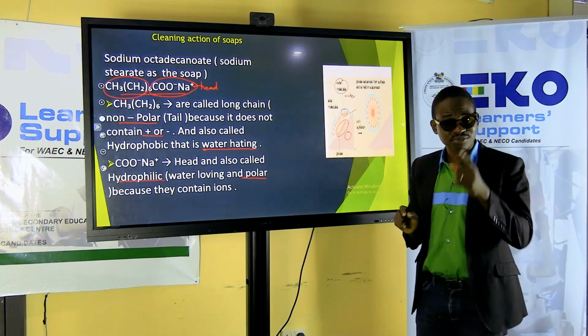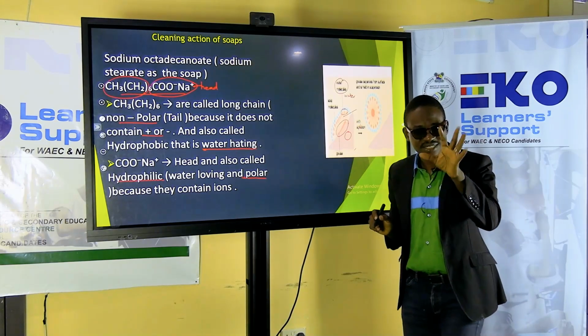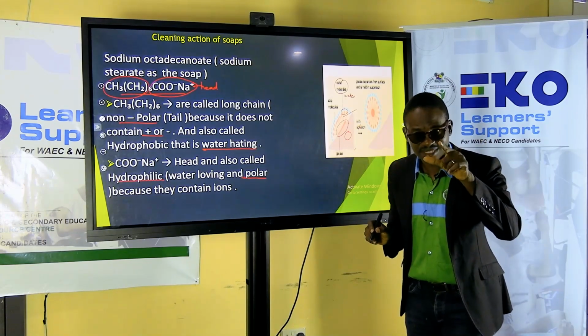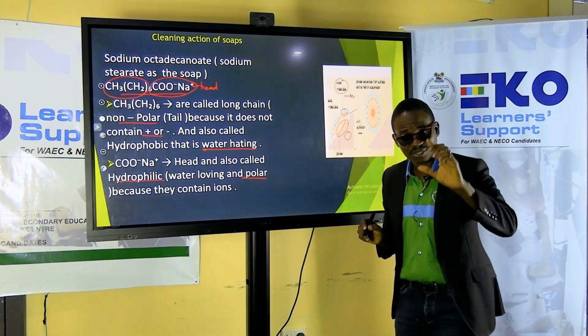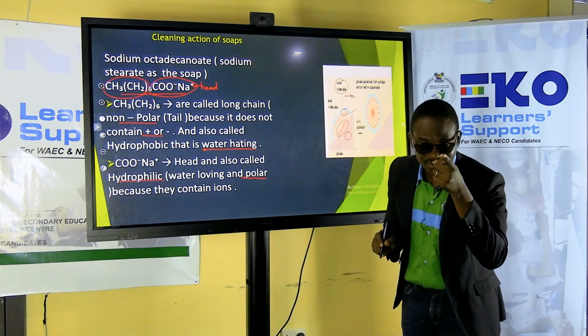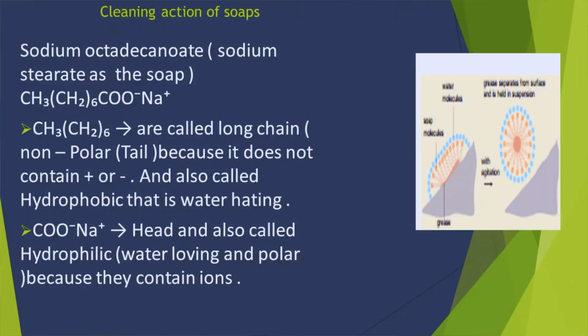Now what happened to the tail? The tail of the soap, you remember, is hydrophobic, the water hater. That one cannot go with the water, so it will go with the oil. Why? Because the oil is a non-polar molecule. Good, they get attached.